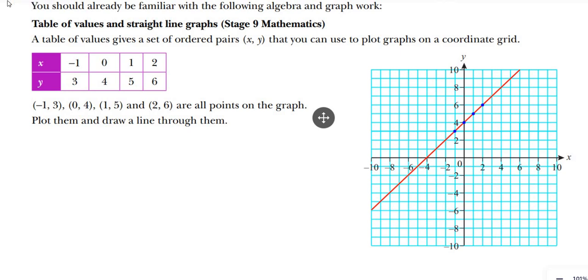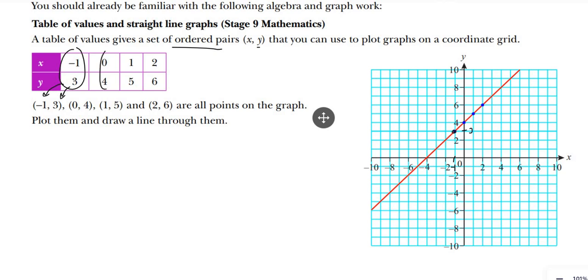For example, once you have a table of values, you can determine each point, okay? Because it's a set of ordered pairs, x, y. So this, minus 1, 3, means that x is minus 1 and y is 3. If we were to represent this dot in the graph, you will look for minus 1 here, and 3 here. So you will determine these dots.